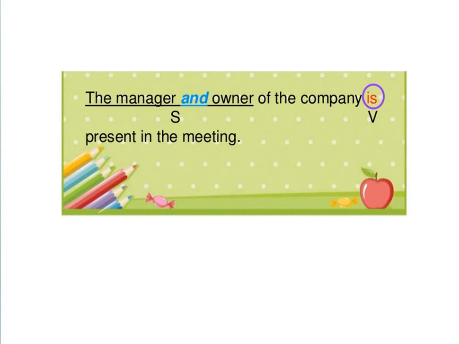The manager and owner, they are two compound subjects joined by "and", but here they are referring to the same one unit, the same one company. The manager is also of that company, the owner is also of that company, so we take it as one unit, and then we have to write a singular verb. The manager and owner of the company is present in the meeting.